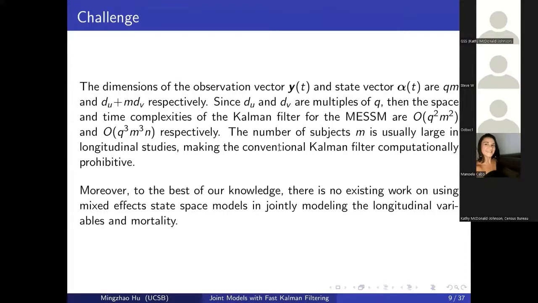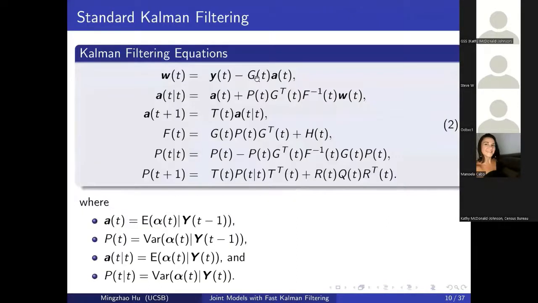Moreover, to the best of our knowledge, there is no existing work on using mixed effects state space models in jointly modeling the longitudinal variables and mortality. So this is the conventional Kalman filtering equations first developed back in the 1960s. And basically, the key idea is to find the filtering mean and covariance, as well as the prediction mean and covariance for the latent state based on observations up to the previous and current time point.